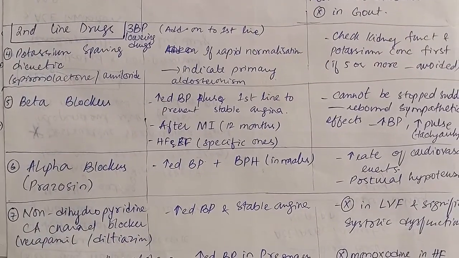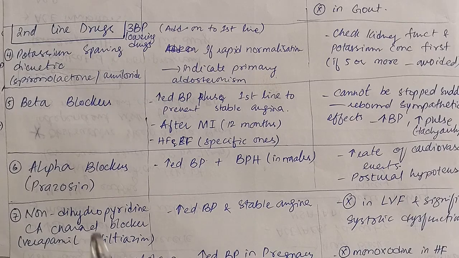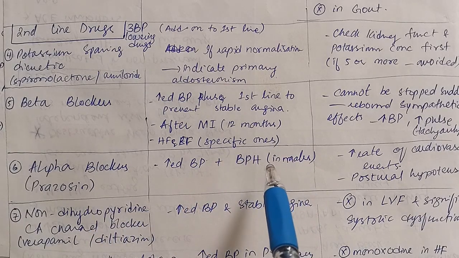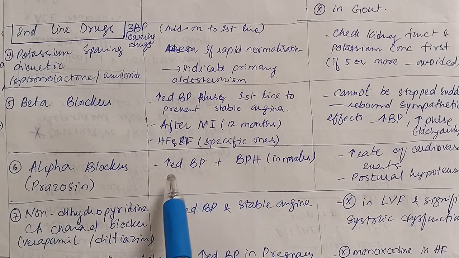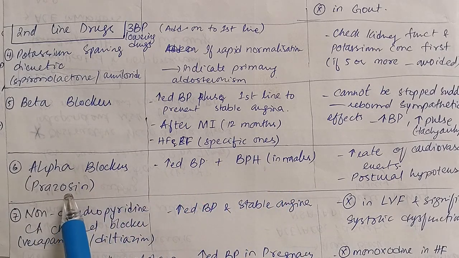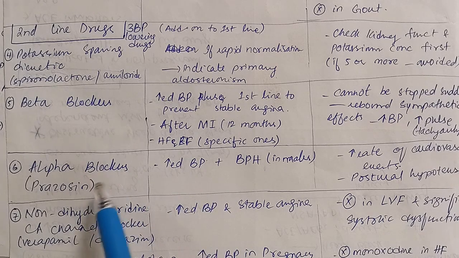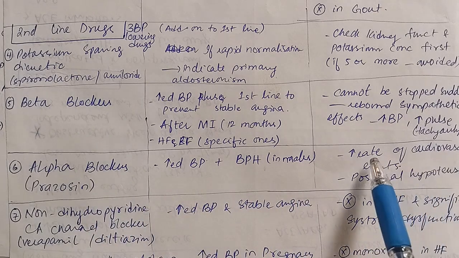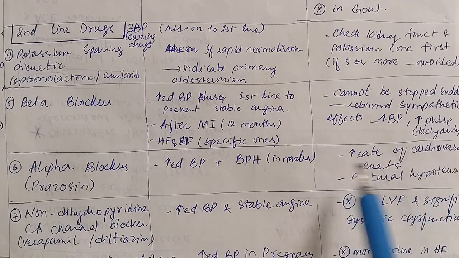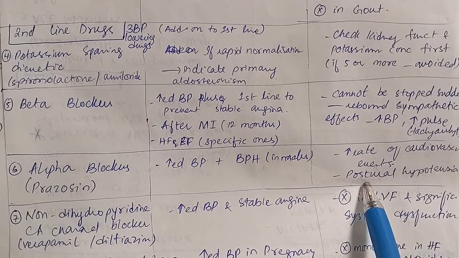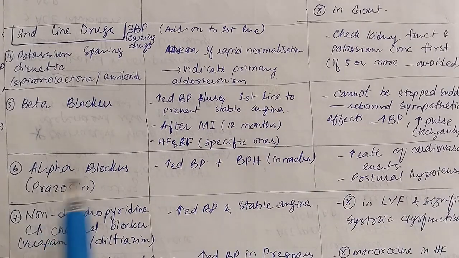Then we have alpha blockers. An example is prazosin. If the male patient has BPH or symptoms of BPH and he has increased BP, alpha blockers, that are prazosin, are considered. The side effects of alpha blockers are that they increase the rate of cardiovascular events, and they are also associated with postural hypotension. This is the side effect of alpha blockers.